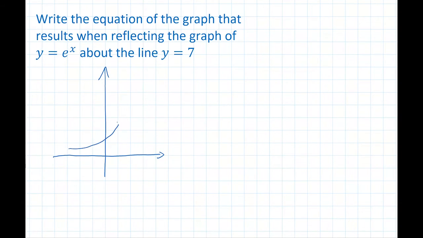You have the graph of y equals e to the x, something like this. You have the line y equals 7 somewhere up here. And then you reflect it. And you end up with something like that.